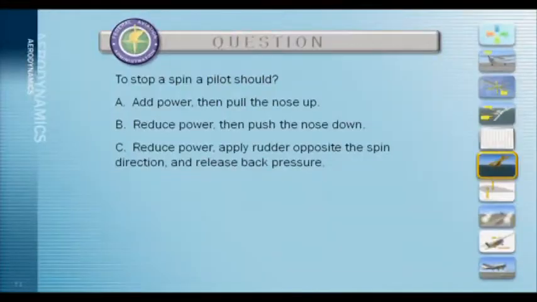Now, since spins is such an important topic, we thought we'd take time to test your knowledge with a question. The question is, to stop a spin, a pilot should, 3 possible answers. We'll give you a few seconds here to study them.